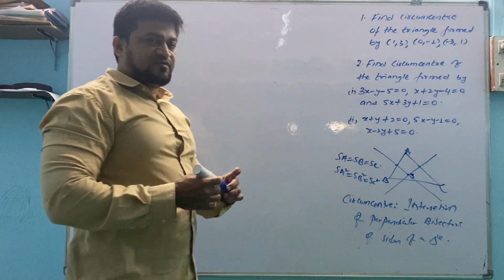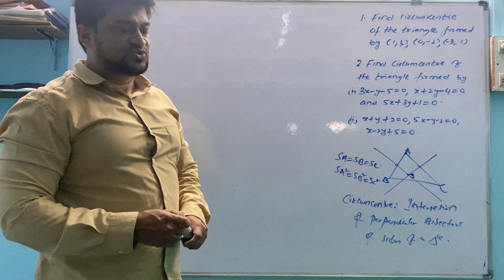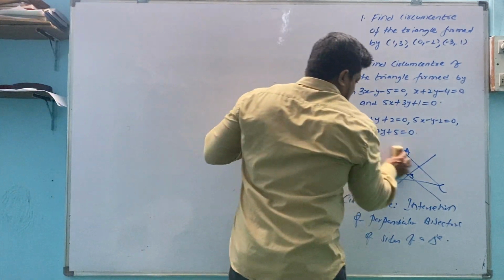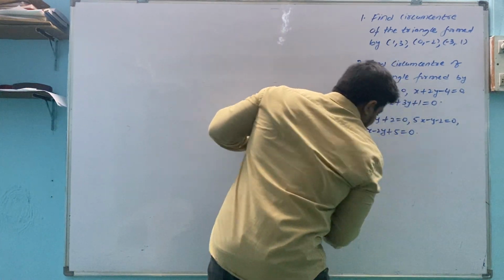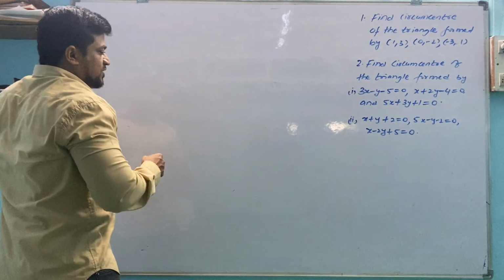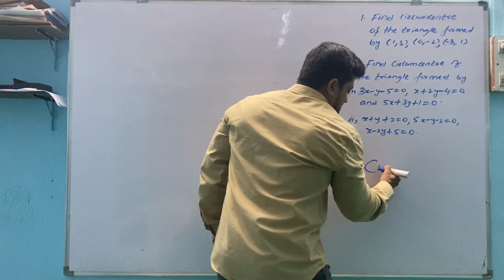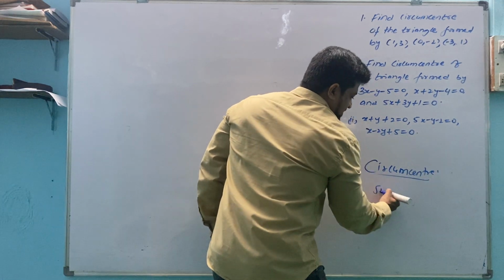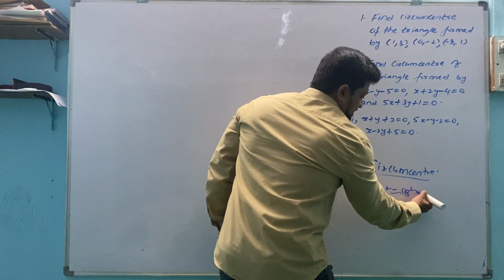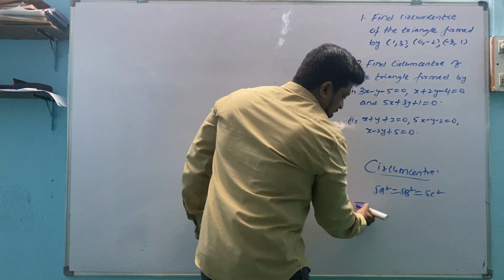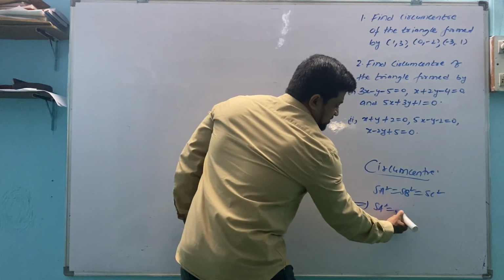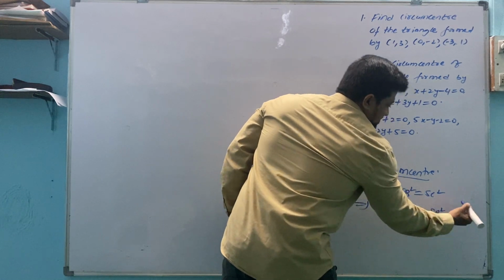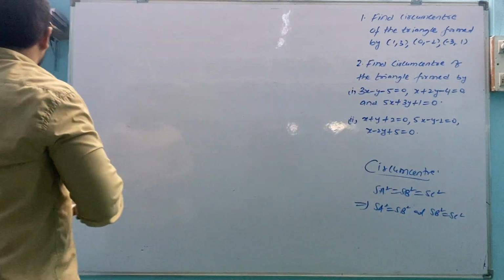So what do you have to tell whenever circumcenter is asked? No need of remembering all those definitions. To find circumcenter, you have to tell me SA square equals SB square equals SC square. Or you can also say SA square equals SB square and SB square equals SC square. These are the two things which you need to remember.